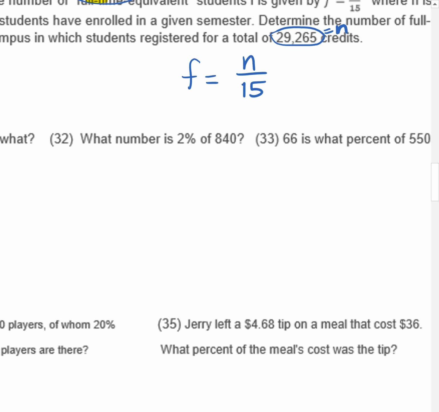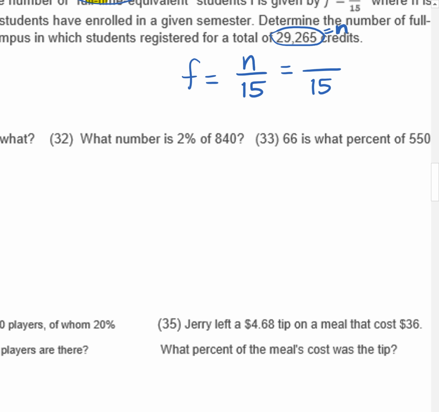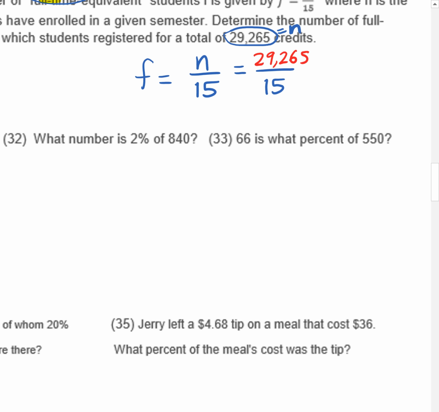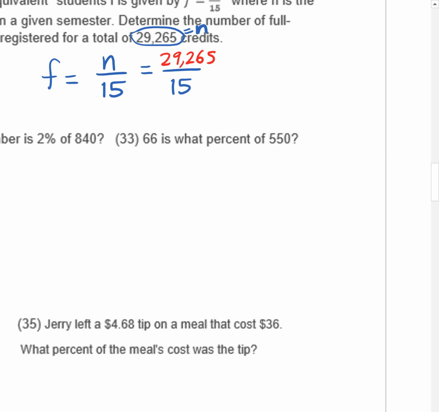They're not saying F is the full-time number of students. They're saying this is the number of credits that they're taking, which they called n. So really all you have to do is replace n with that number, and that's it. So since it was n over 15, and this time my n is 29,265, holy moly, it's that number over 15. That's a terrible fraction, but if you think about it as division, it's a lot easier.